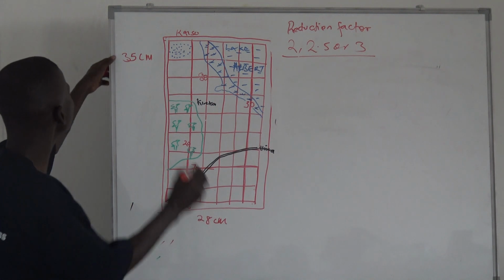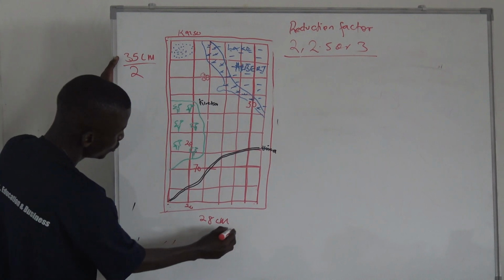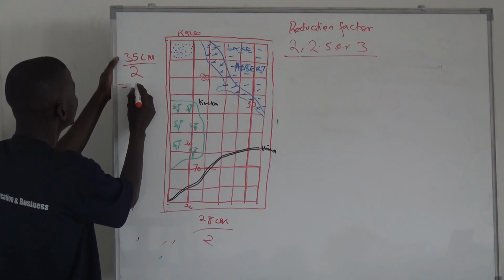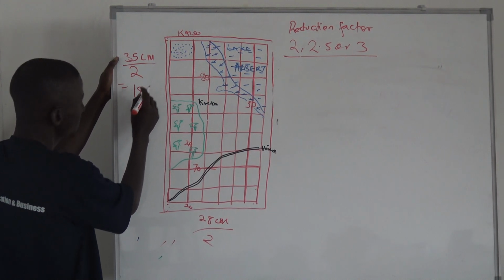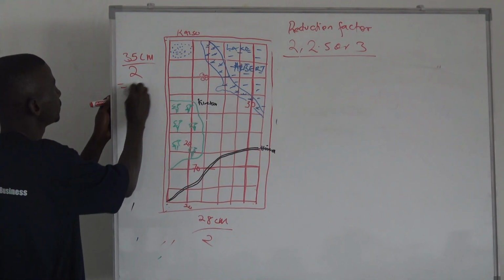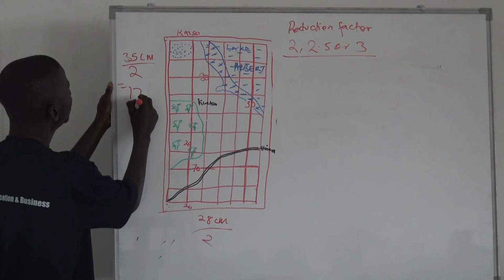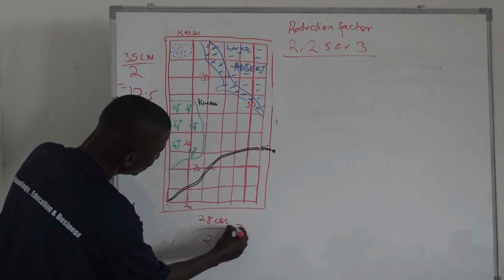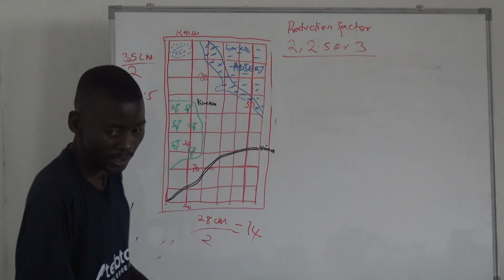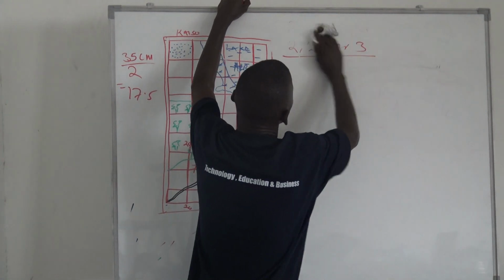So what you do is, let us use 2. You divide this one by 2, you also divide this one by 2. This one you get 17.5 centimeters, while this one you get 14. So after getting that, you now go to the answer sheet.